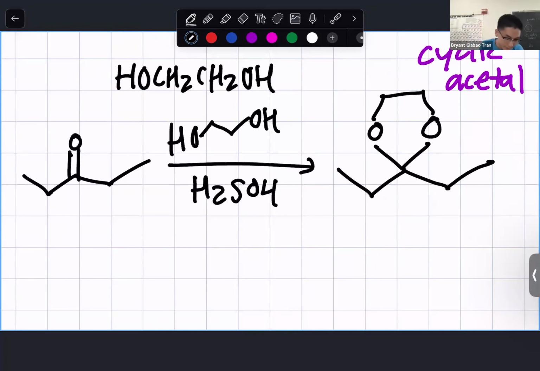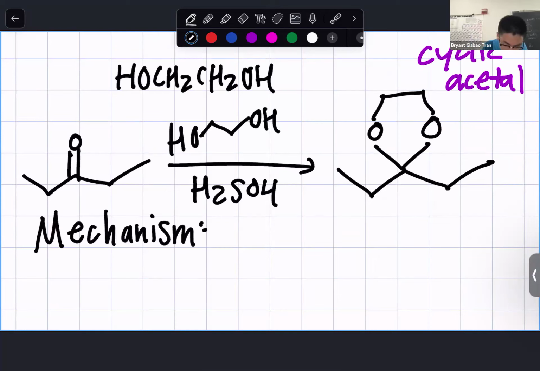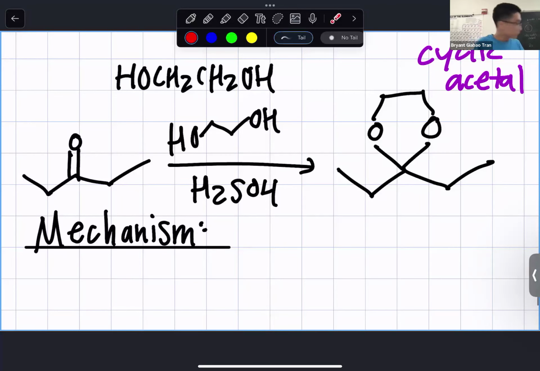Now let's go over the mechanism of this here. Every single step here is reversible. We have this diol here. Is this a weak or strong nucleophile? A neutral alcohol? Yeah, weak nucleophile. It is not strong enough to attack this electrophilic carbon and pop the double bond on the oxygen. You know how other strong nucleophiles like OR minus are able to attack that carbon and pop the double bond to oxygen? It's because that's a negative charge. Since it is neutral, it's weak.